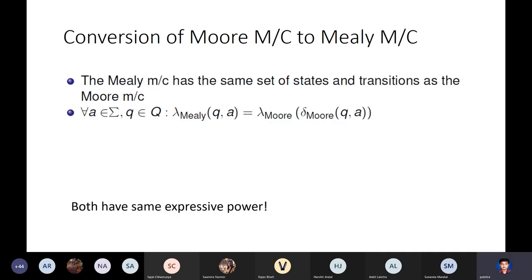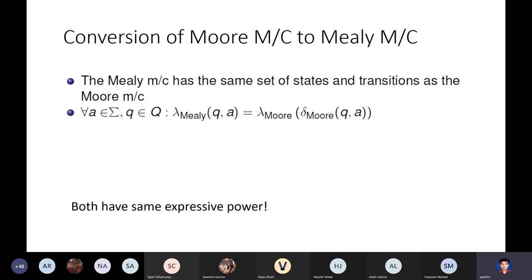We have studied construction or synthesis of Mealy machines as well as Moore machines. Both are representations of the finite state machine. Both are a kind of implementation of the finite state machine, and both of them have the same expressive power. So whatever can be realized using a Moore machine can also be realized using a Mealy machine. What this means is that you can convert a Moore machine into an equivalent Mealy machine and vice versa.